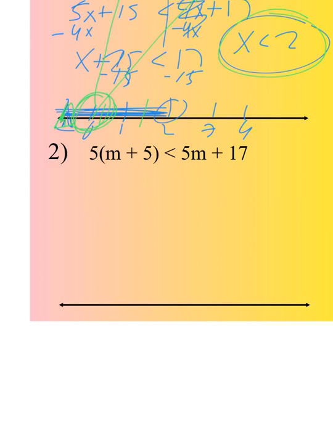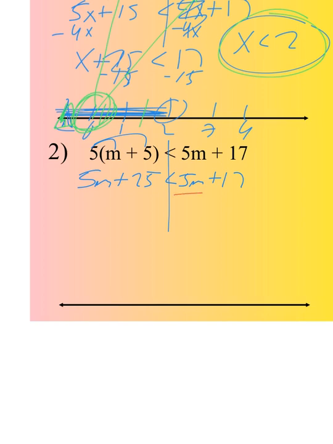Take a look at this problem right here. Again, we're going to use the same steps we've always been using, nothing new there. I draw my line. I see I can distribute in this problem, so I'm going to get 5m plus 25 is less than 5m plus 17. And again, maybe at this step you might already start noticing something kind of funky, something not smelling right. But even if you don't, just keep doing the same steps we've been doing.